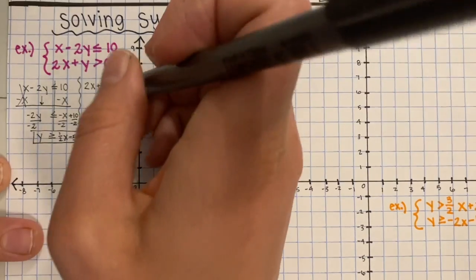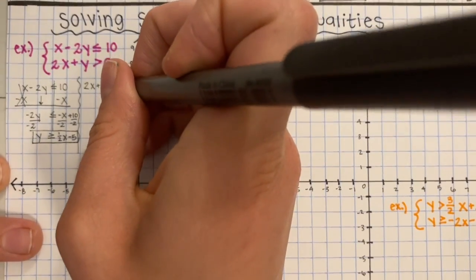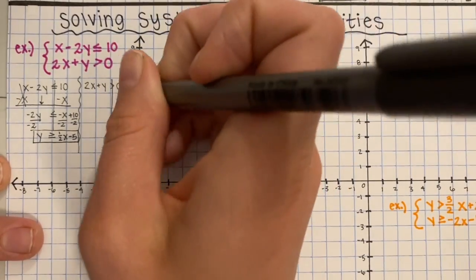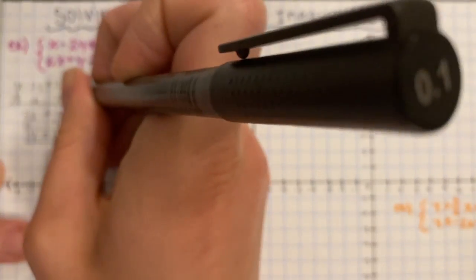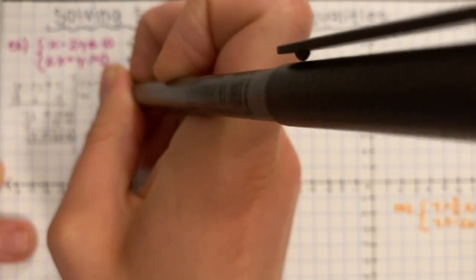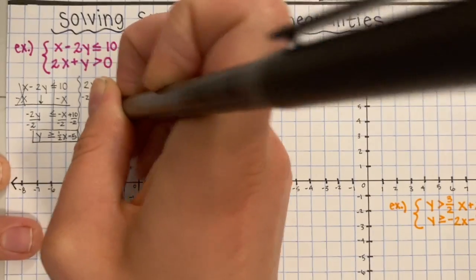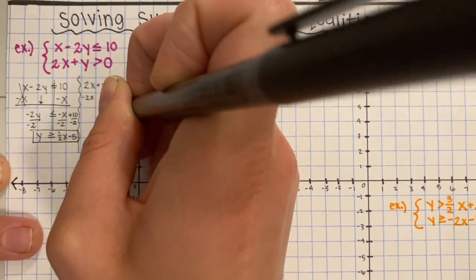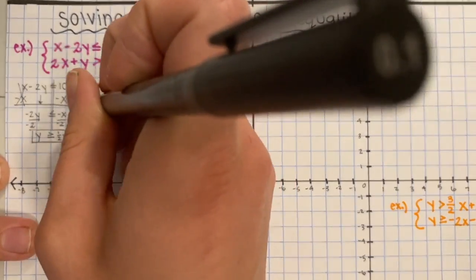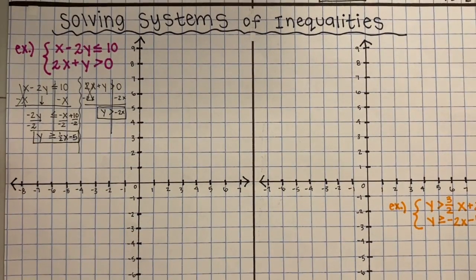We're going to solve this inequality as well. We're just solving for y. This one's easy. I just have to subtract 2x from both sides, and I get y is greater than -2x. So I need to graph both of these inequalities.